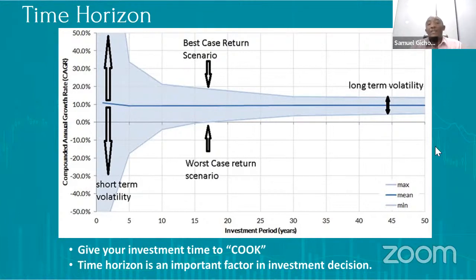So again, give your investments time to cook. Now, I know people always say, oh, invest for the long term means I buy KCB shares and hold them for 10 years before I make any decision. That's not what long term means. Long term means that you're an investor for the long term.